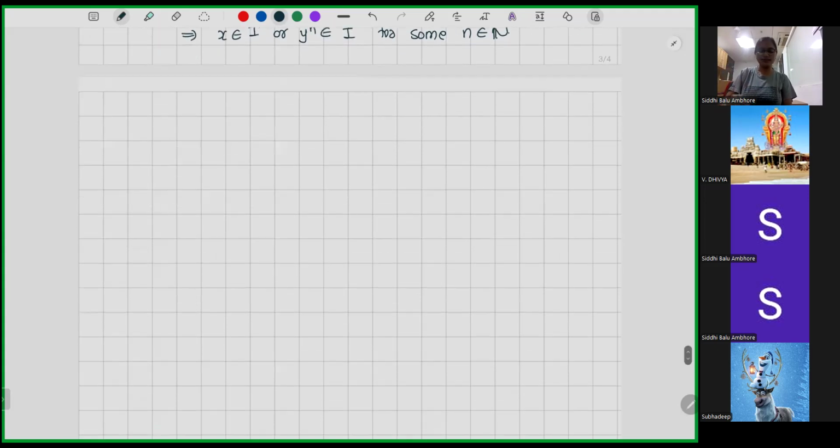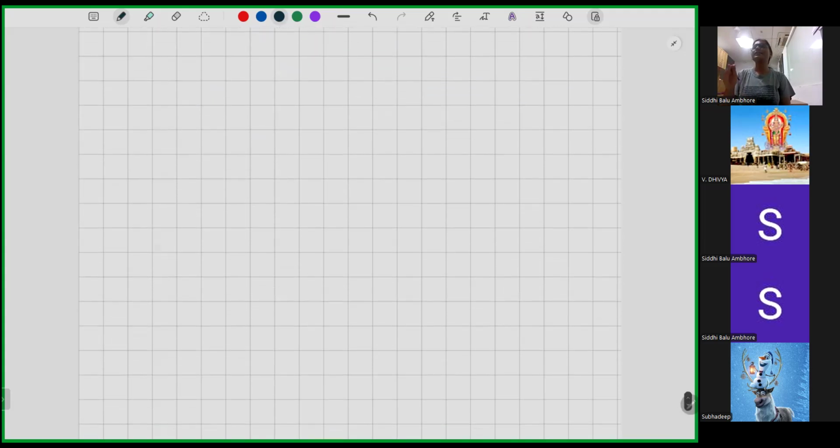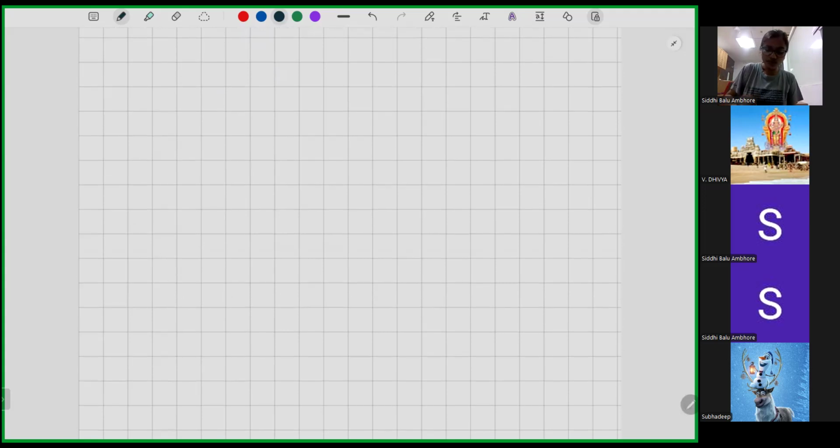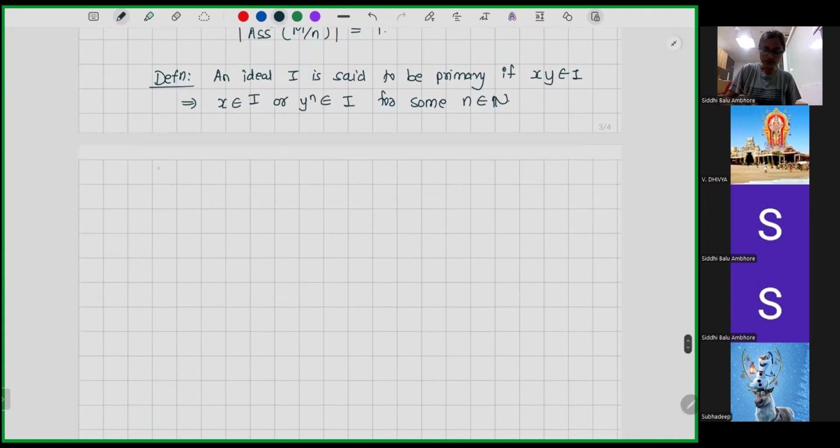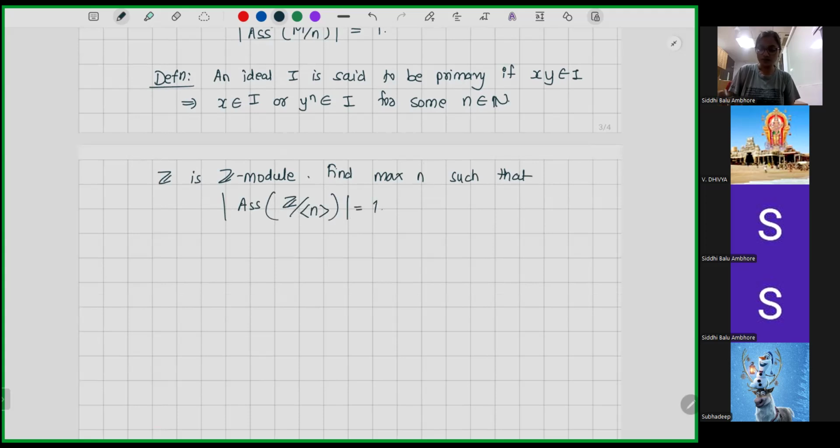Okay, so as Subhadeep suggested, he is saying that it is false and 97 is the maximum n such that we have n as a primary ideal of Z. Okay, so let us check. First of all, Z is a Z-module, so we are looking at Z as a Z-module. And we have to find the maximum n such that the associated primes of Z mod n has cardinality 1.